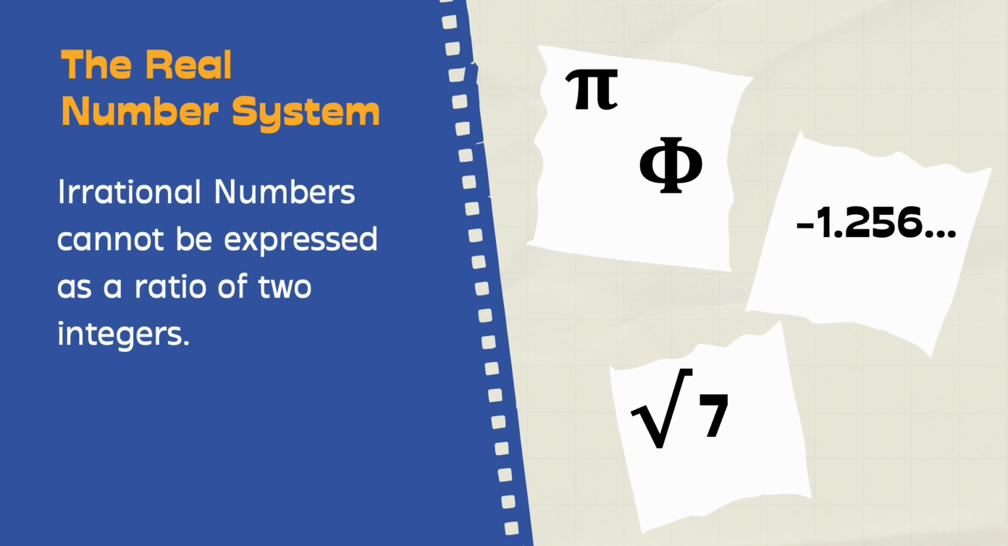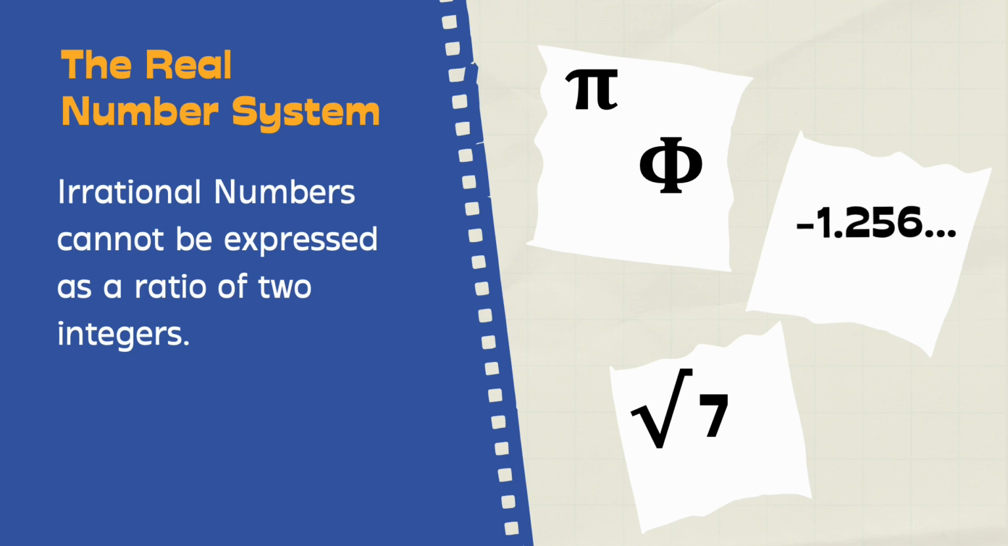Now, numbers that cannot be expressed as a ratio of two integers are called irrational numbers. The examples of irrational numbers are the following. First, we have pi, whose value is approximately equal to 3.1416. We also have here the golden ratio, whose value is approximately equal to 1.618.